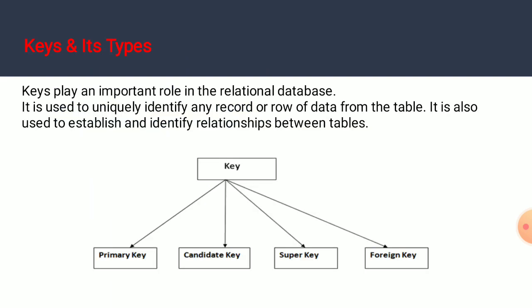Now the other concept under which any relational database works is known as key. Key plays an important role in a relational database. It is used to uniquely identify any record or row of data from the table. Means if you want to differentiate two records, we use the concept of key. It is also used to establish relationships between tables. So we have four types of keys: primary key, candidate key, super key and foreign key.